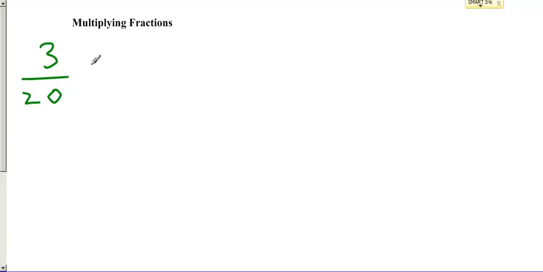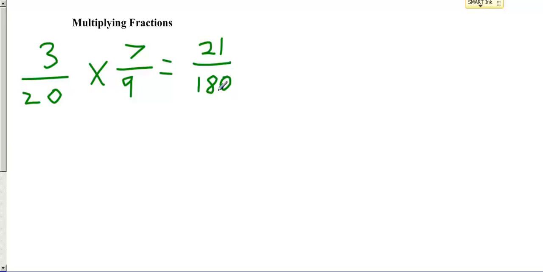3/20 times 7/9. Multiplied straight across. 3 times 7 is 21. Gave you the answer there. 20 times 9 is 180. That's all I have to do, just multiply the numerator straight across, the denominator straight across, and now I have to reduce. So what factors do 21 and 180 share?